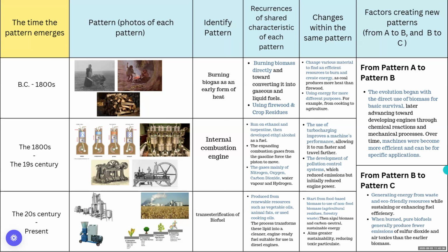So as we can see across these stages, from pattern A to B, the evolution began with the direct use of biomass for basic survival. And later, engines developed through chemical reactions and mechanical processes. It became more efficient and can be used for specific applications. And from pattern B to pattern C, we are generating energy from waste and eco-friendly resources while enhancing fuel efficiency. So when burned, pure fuel generally produces fewer emissions than the earlier biomass. And that's all. Thank you for listening.